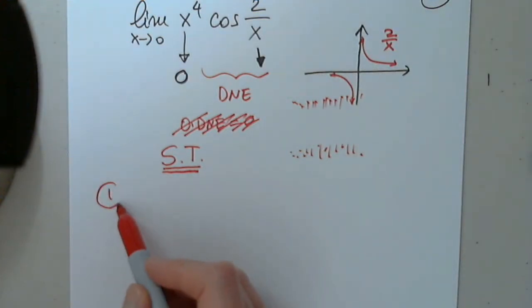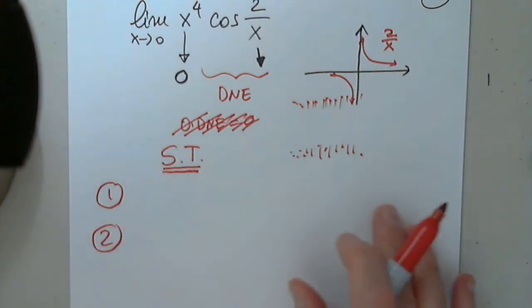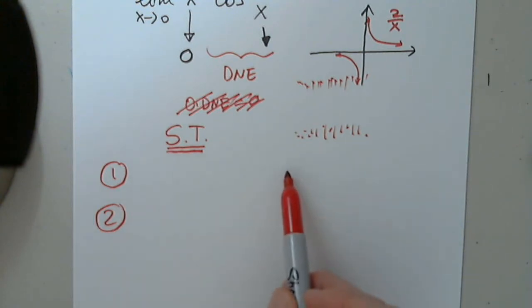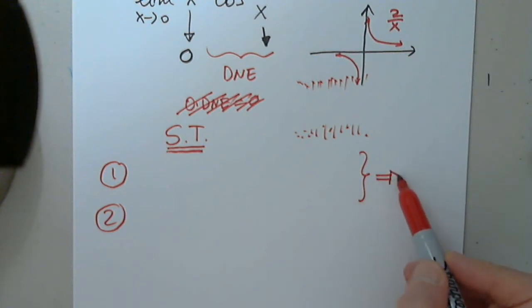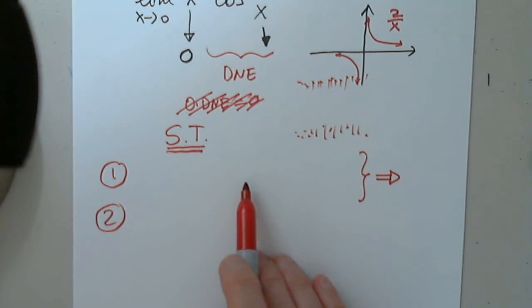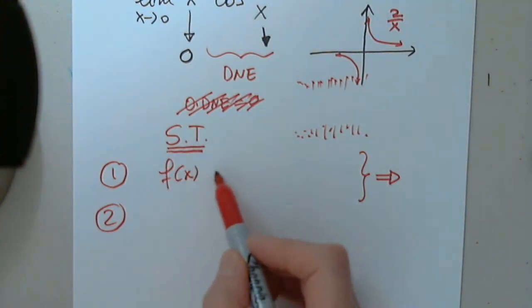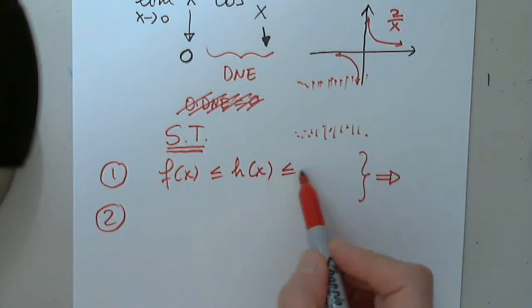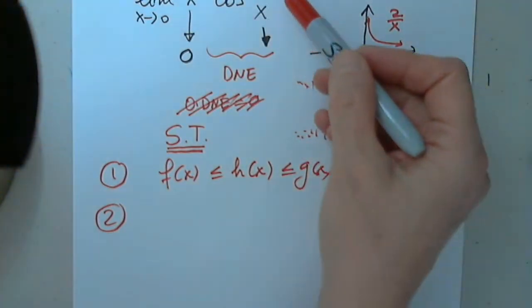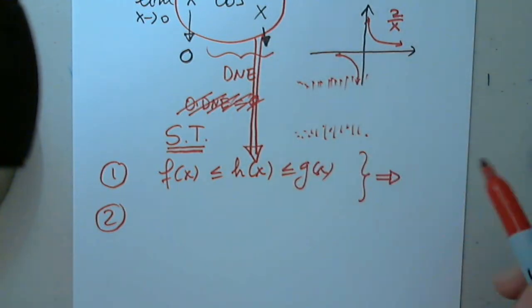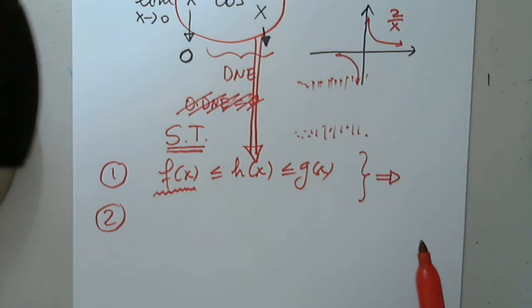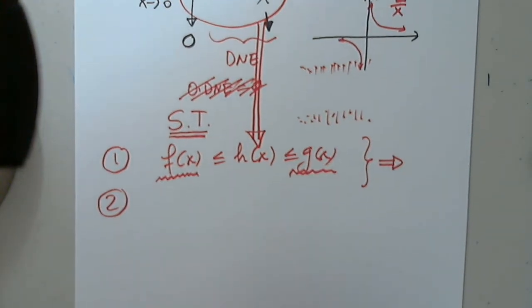But remember, the squeeze theorem has 2 hypotheses. I have to show the first hypothesis, I have to show the second hypothesis, and then I can conclude. So what would be the first hypothesis? I have to find 2 functions. This is this function. But I have to find a lower and an upper. See, here's how we do it.